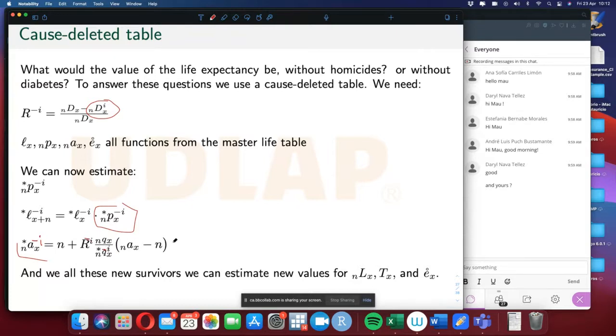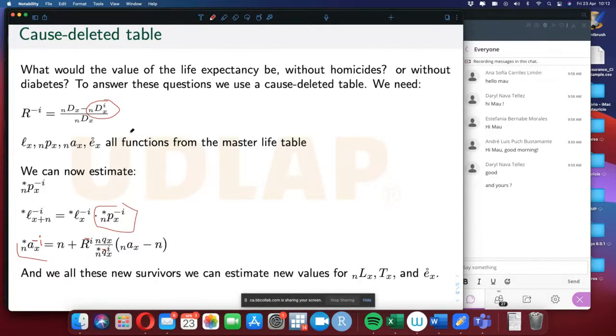And then, following the same formulas that we had, we can estimate person years lived between ages x and x plus n, person years lived between ages x and omega, and life expectancy after we remove one cause of death. So let's work with this.